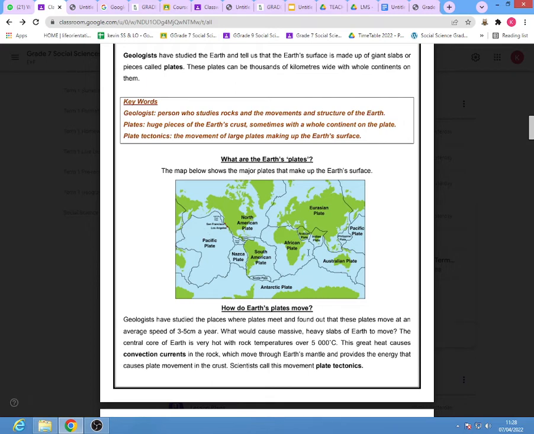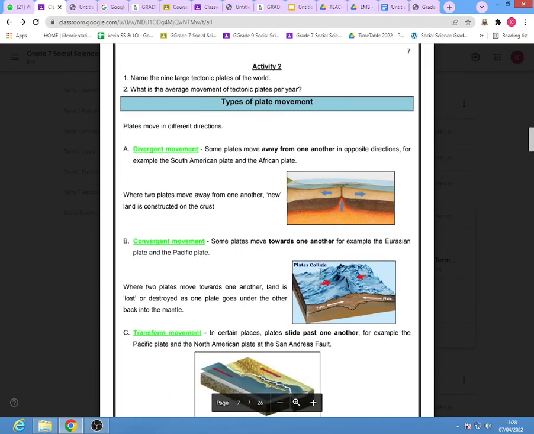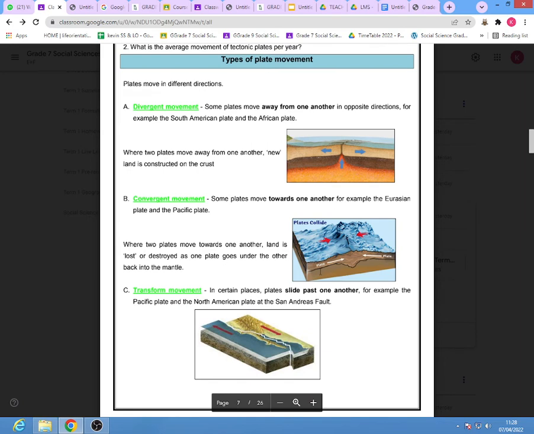So what could cause massive heavy slabs of earth to move? We know that the movement, like we said, is because the mantle and the outer core are molten and under high temperatures, and because of those high temperatures, there are convection currents. Those convection currents are responsible for the movement of those plates, and we call that movement plate tectonics. Right. So what are the types of plate movements?